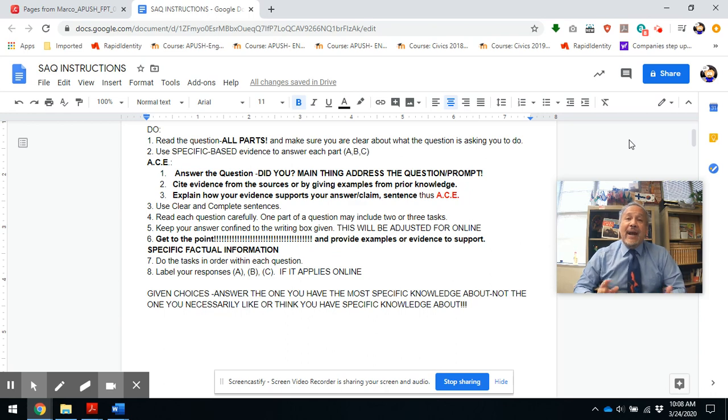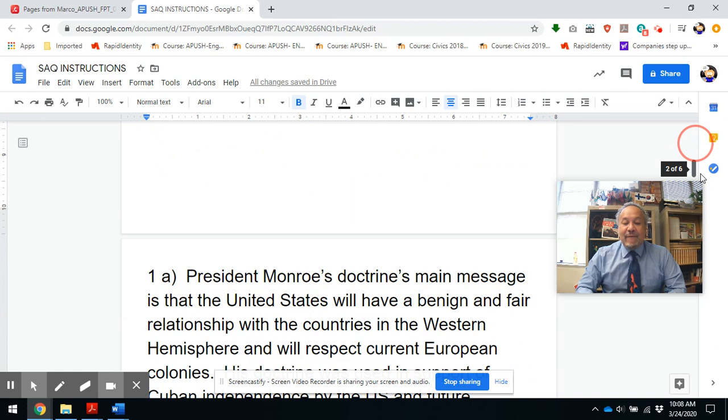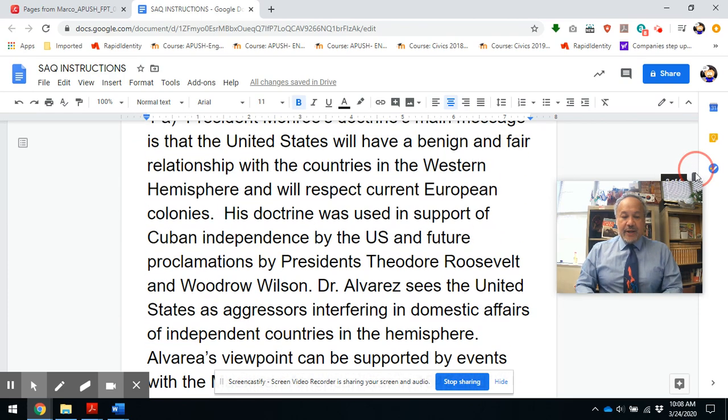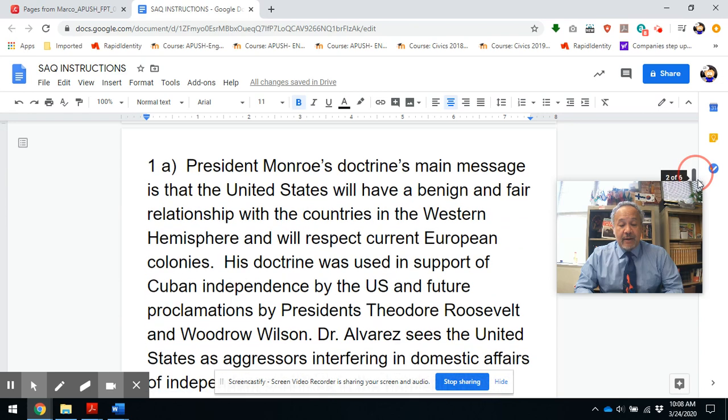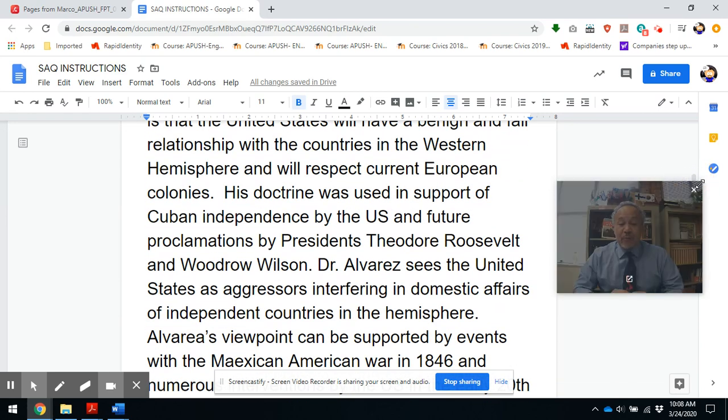Don't worry, you don't have to look at this a lot, but you can see the foundations. And you know what? This is good review. You're getting review as well as an example right here. So President Monroe's doctrine's main message is that the United States will have a benign and fair relationship with the countries in the Western Hemisphere and respect current European colonies. His doctrine was used in support of Cuban independence by the U.S. and future proclamations by Presidents Theodore Roosevelt and Woodrow Wilson, a la the corollary and moral diplomacy.